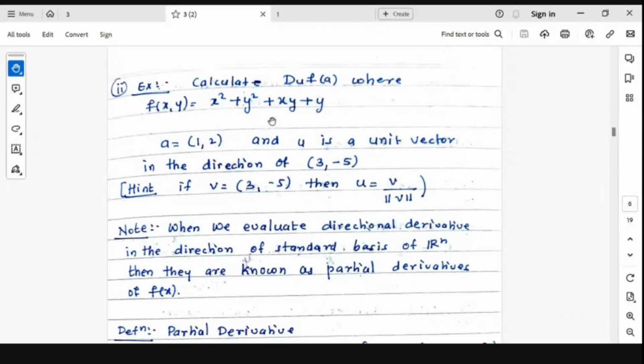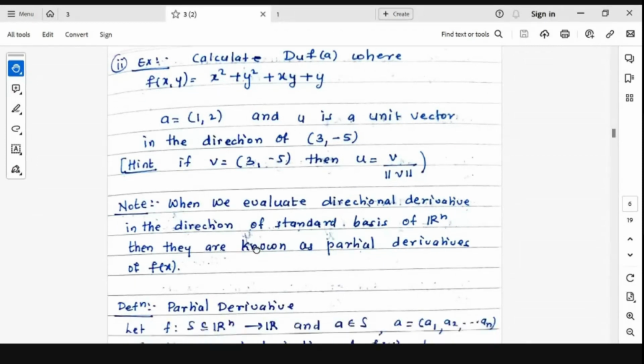Okay. So try doing this exercise. Normally, you get questions where the vector along which you have to calculate the directional derivative is not given to be a unit vector. So in that case, you have to do the changes accordingly.